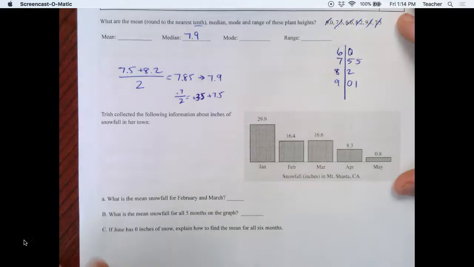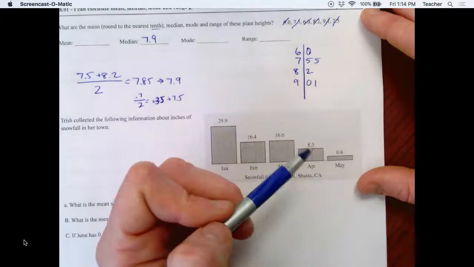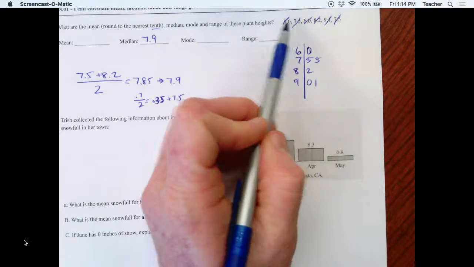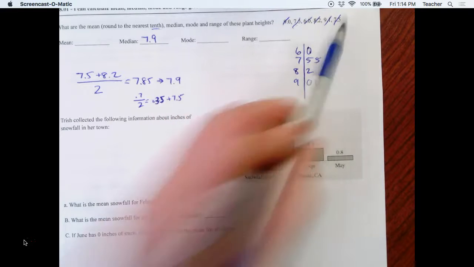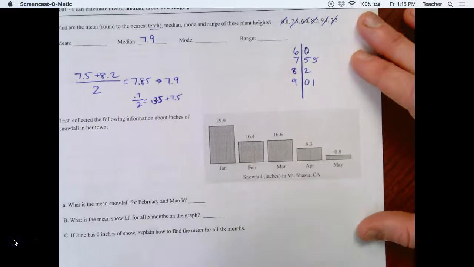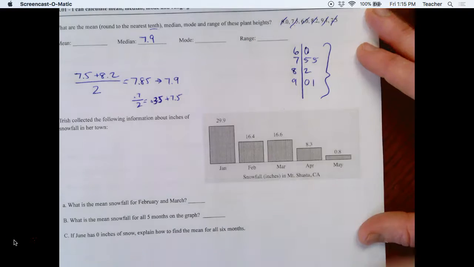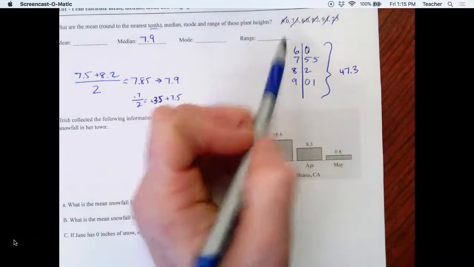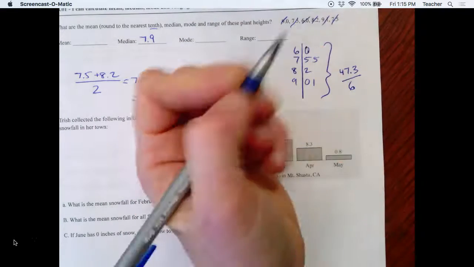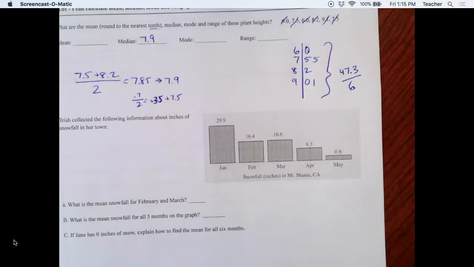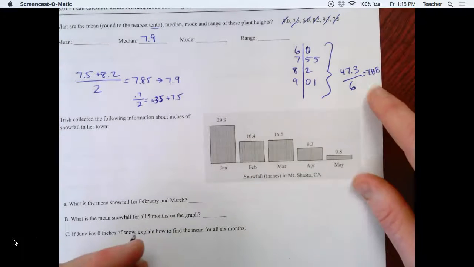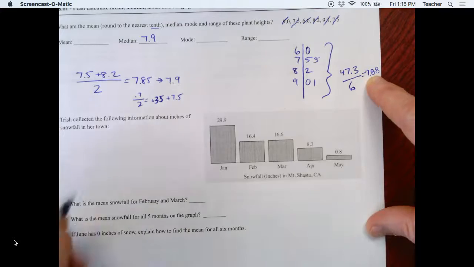Okay. Now the mean, we need to add all these up. We need to add all those values up and then divide by how many data points there are. 1, 2, 3, 4, 5, 6. When I add all those up, I get 47.3. And how many data points are there? There's 6. So when we divide that number by 6, we end up with 7.88. Which if we round that to the nearest tenth, it rounds up to 7.9.